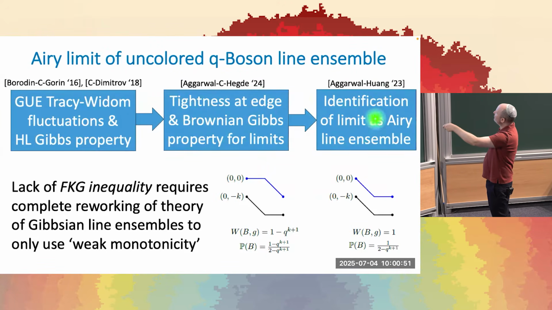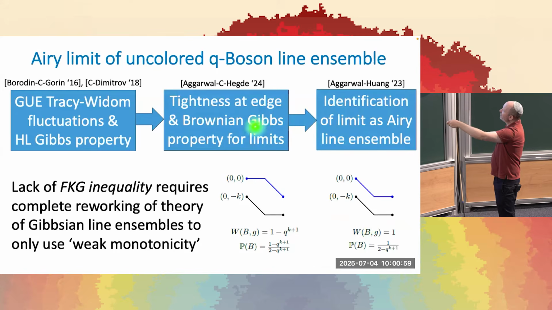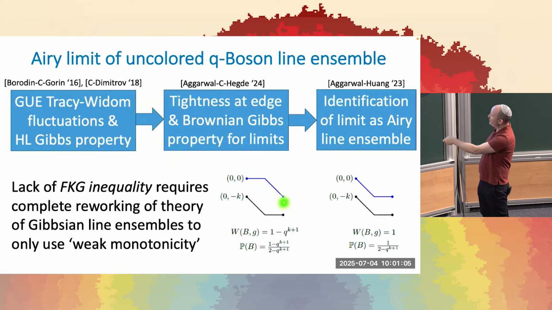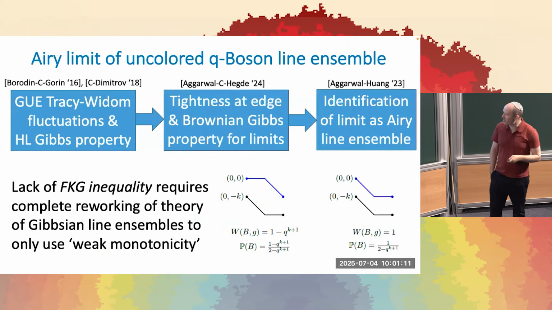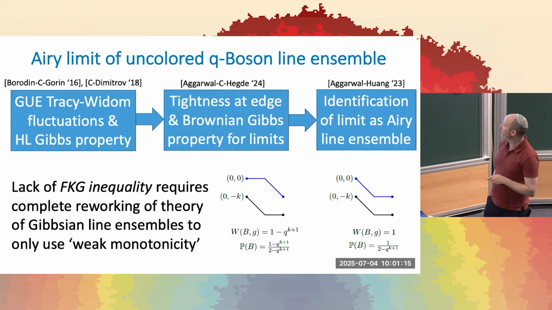And finally, you use this strong characterization result of Aggarwal and Huang to identify the limit as the Airy line ensemble. In the course of showing that you have the correct scalings, you need to contend with the fact that the inclusion of this 1 minus q factor kills something called the FKG inequality, or the monotonicity. But I won't go into this, but this is kind of the technical guts of it.